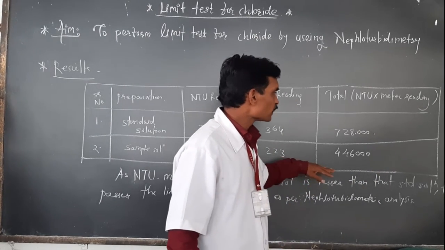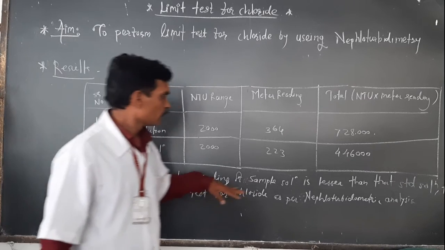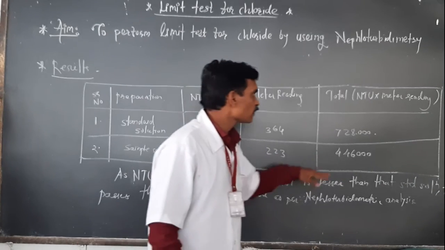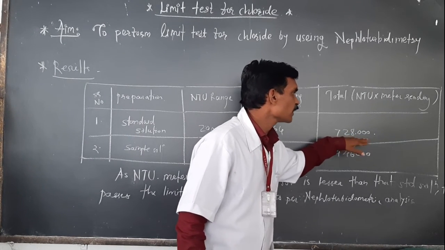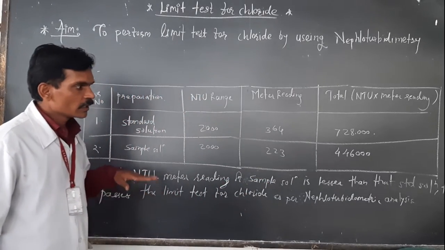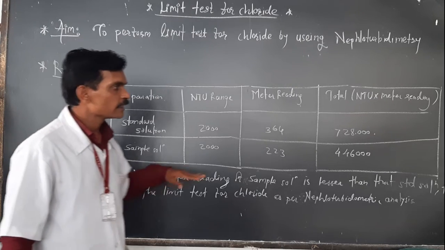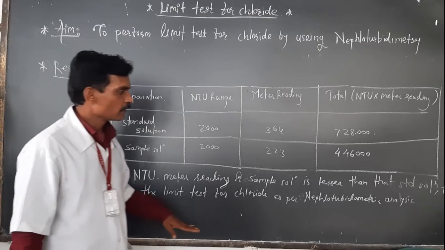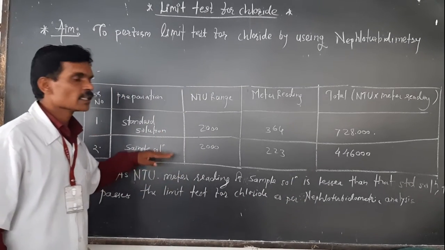So here we found that the NTU recorded by the sample solution, that is 446,000, is lesser than that of the standard solution, which is 7,28,000. So we can say that as our given sample solution has lesser NTU than the standard solution, the given sample passes the limit test for chloride by using the nepheloturbidometric analysis method. So this is our result.